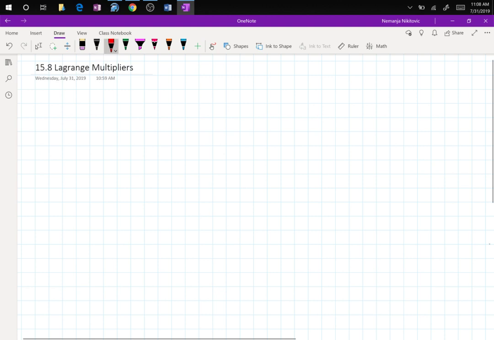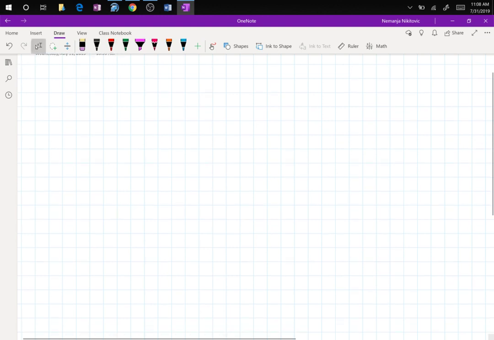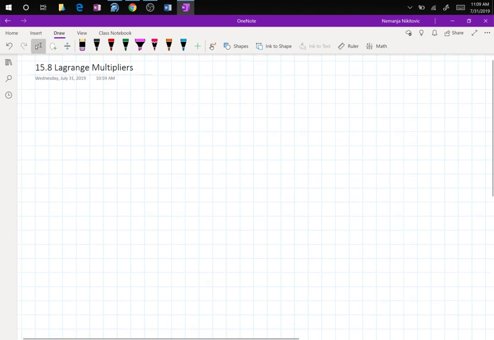Now, the process. There is no definition or a theorem or anything. It's just a process of how you solve these problems. It's just word problems for min and max. So the process.